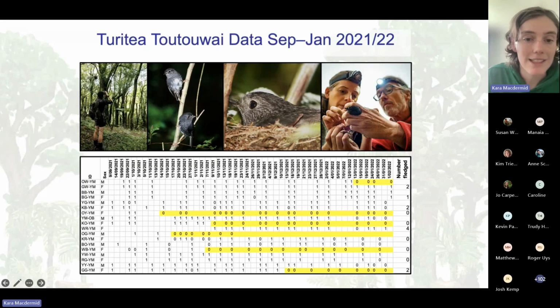And at the end of the season, we can come up with a matrix like this, which shows the 1's adults being present, the 0's adults not being present when we go to check them, and then the number of fledglings produced by each female at the end here.